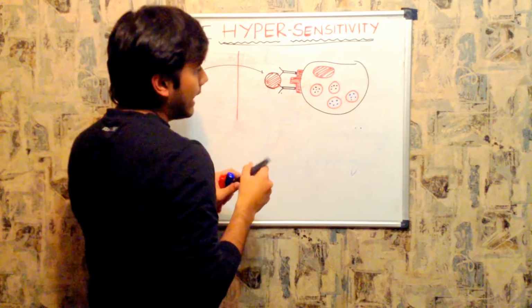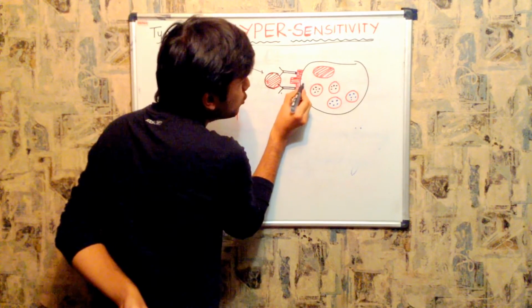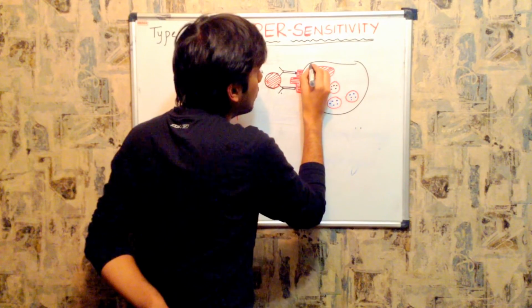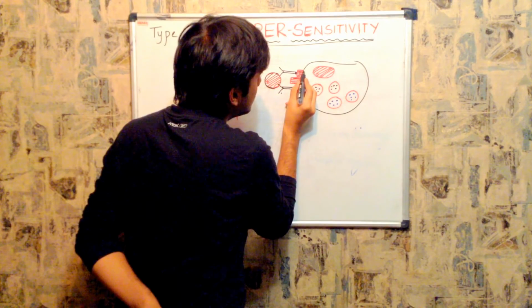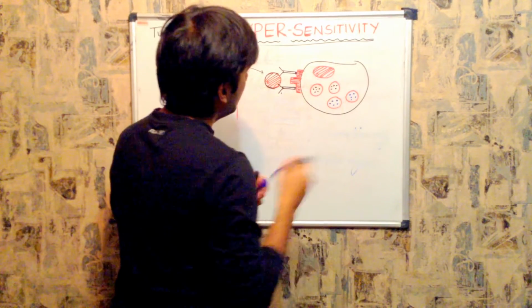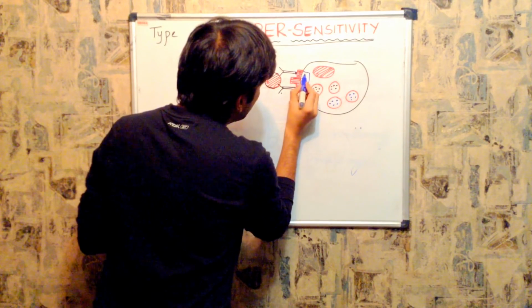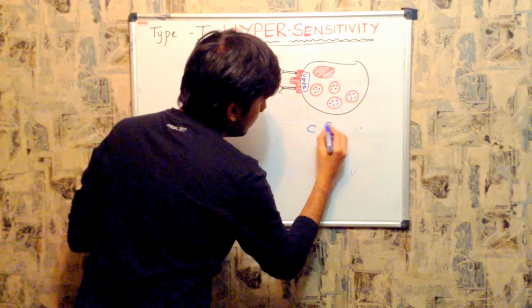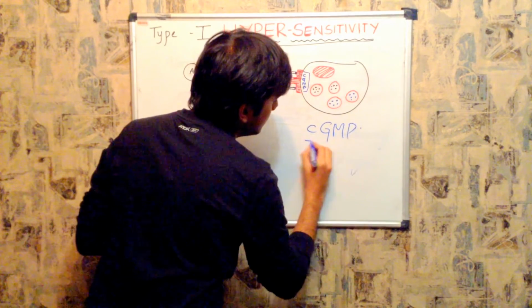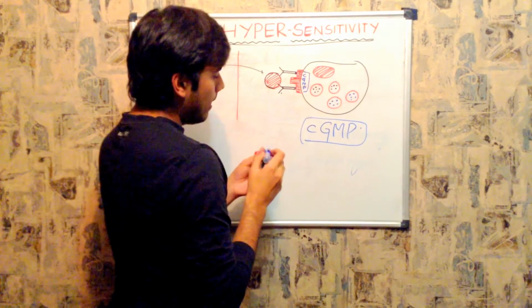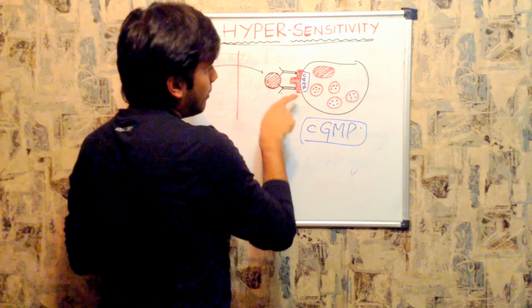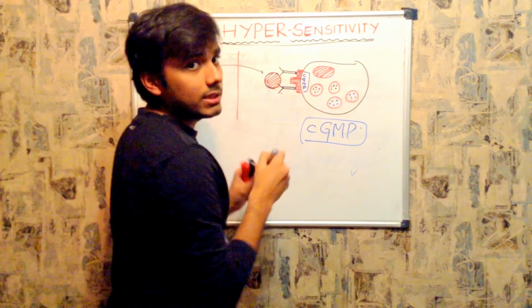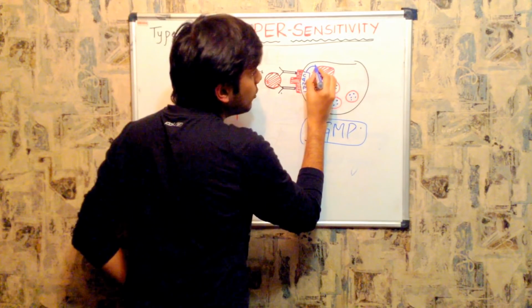When this receptor has been activated, it sends impulses to one structure present within the mast cell, called cyclic GMP. Inside the mast cell, you find cyclic guanosine monophosphate. This is the structure that is present within the mast cell. So when the receptor sends impulses to the cell, this cyclic GMP is activated. When the cyclic GMP is activated, it in turn activates the nucleus of the cell.